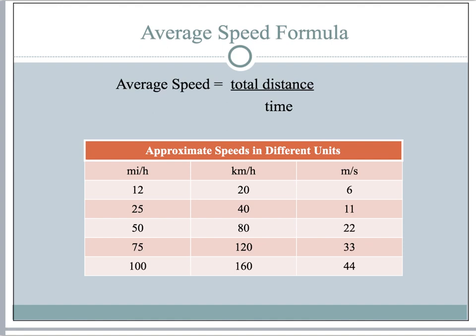There are some relative values for those of you that struggle with how a meter per second relates to miles per hour. If you're traveling down the road going 75 miles per hour, that's 33 meters per second. So 33 meters per second is going pretty fast. And of course, 44 meters per second would be going 100 miles per hour. And then here are some kilometers per hour.